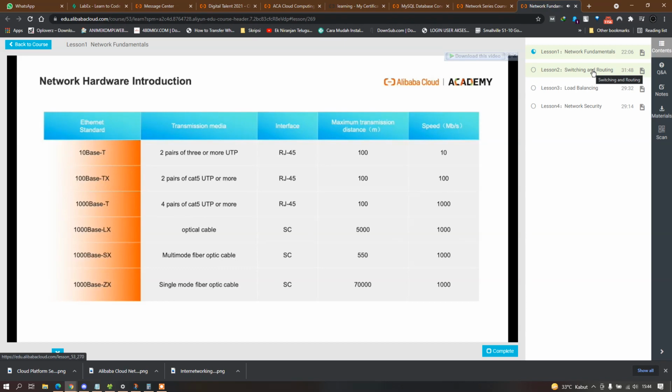Here, roughly, we can say that the fiber channel standard is better than the category 5 or the RJ45 interface. So we can say that the optical cable roughly has a higher maximum transmission distance and also a higher transmission speed.